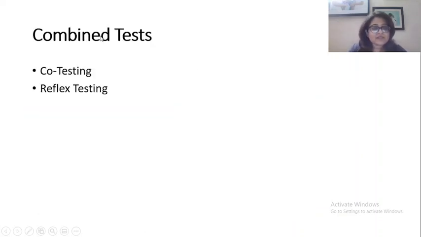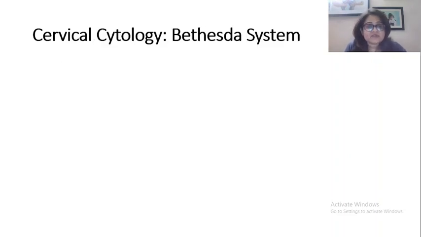Okay, and what are the combined tests? We already talked about co-testing, which is HPV plus cytology, that is a pap smear. We do both. What is reflex testing? You may come across this terminology in books. We take both the samples. We take a sample for HPV, we take a pap smear also. But we first do HPV, and if it is positive, then we do the cytology. We've taken the sample, we've kept it, but we test it only if the HPV is positive. So these are the types of combined testing that we have.